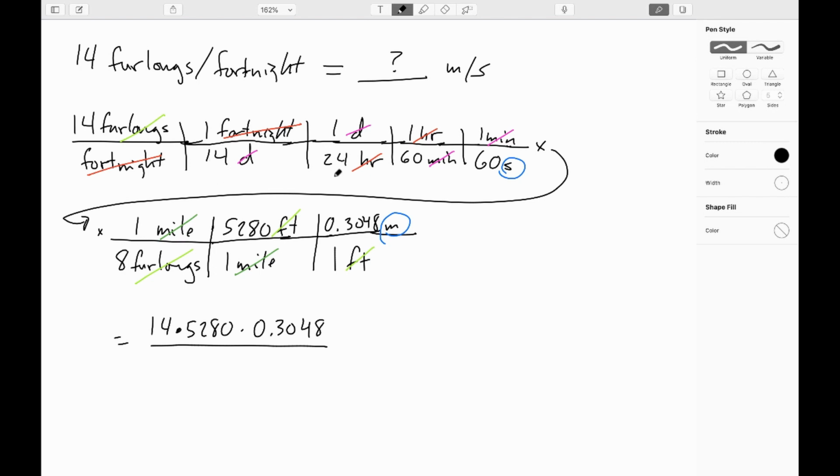Now what do we got here? 14 times 24 times 60 times 60 again times 8 in the denominator, and make sure to carry your units. And this works out to be 0.0023 meters per second. So this is pretty literally a snail's pace. We're talking about moving at 2.3 millimeters a second. But there you go.